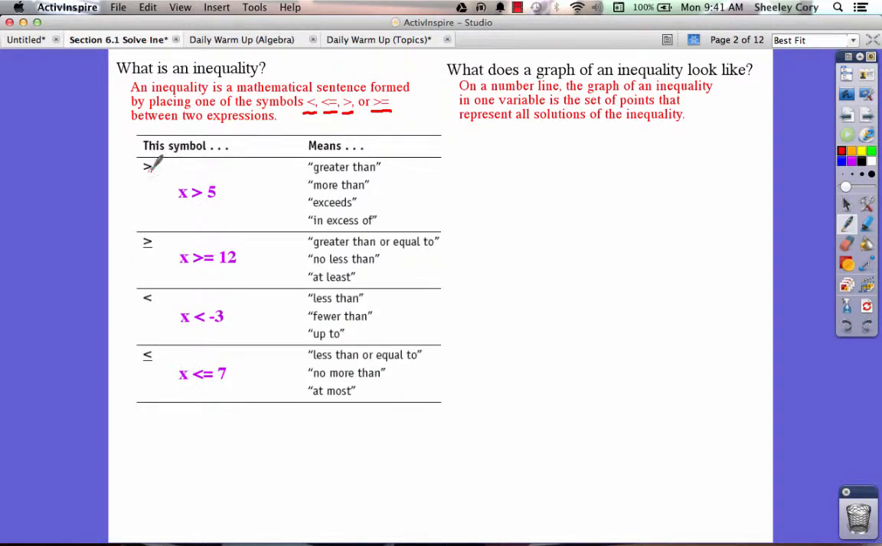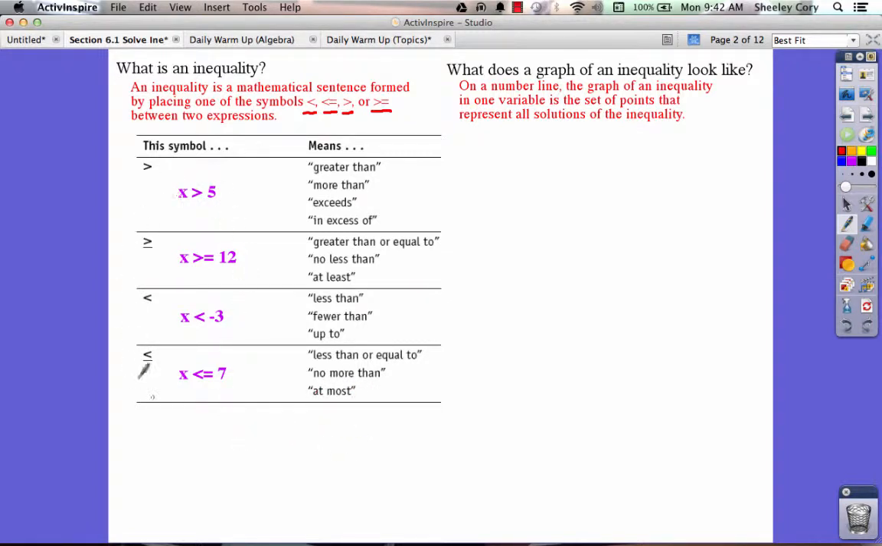This symbol, greater than, means greater than, more than, exceeds, in excess of. The symbol greater than or equal to, notice they have an equal sign underneath it, so it means it could be greater than or it could be equal to. Greater than or equal to means no less than, at least. This sign here is less than, which means less than, fewer than, or up to. And this sign here is less than or equal to, which means less than or equal to, no more than, at most.